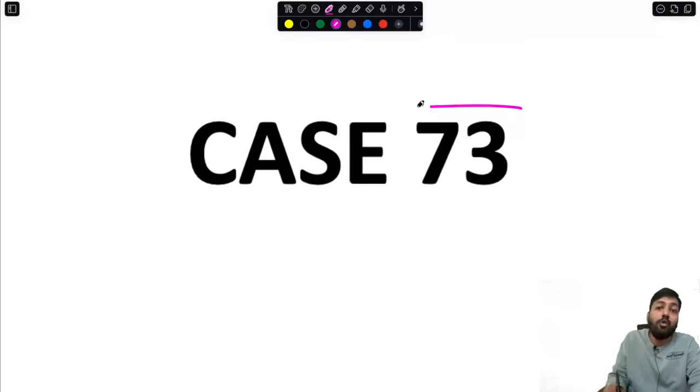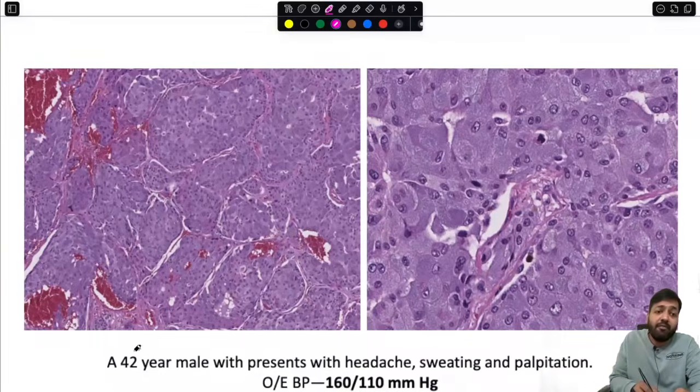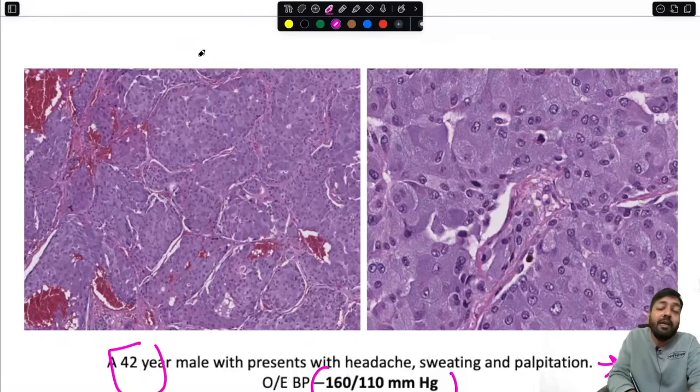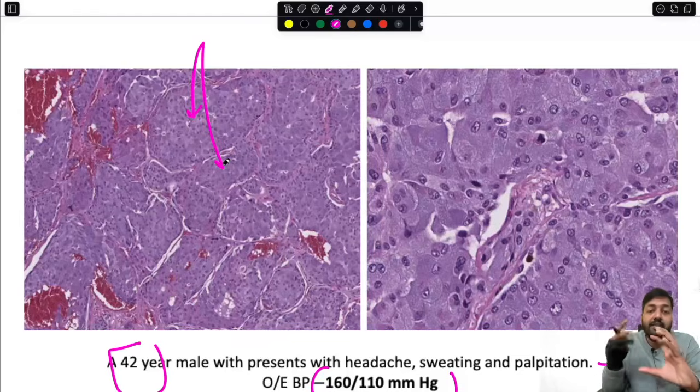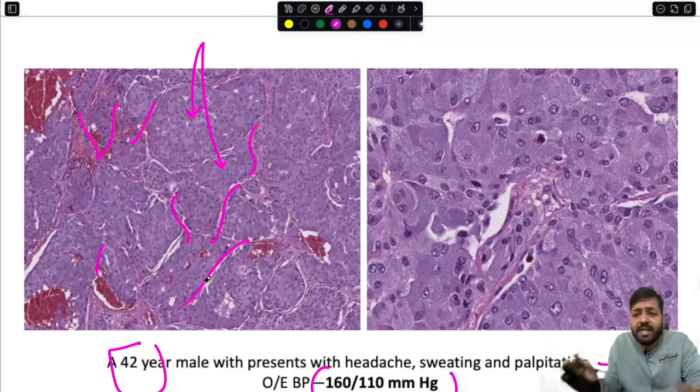Now we are going to go into case number 73. If you look at case number 73, we see a 42-year-old male presenting with headache, sweating and palpitation, and on examination the blood pressure is 160 by 110 millimeters of mercury, that is, he is presenting with hypertension, and these are signs and symptoms of hypertension. What we can appreciate over here is a well circumscribed tumor wherein the tumor cells are arranged in the form of nests and alveoli in a Zellballen pattern, supplied and divided by a very rich, delicate fibrovascular network.